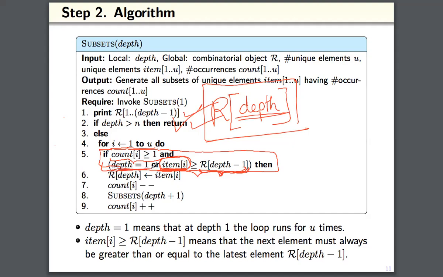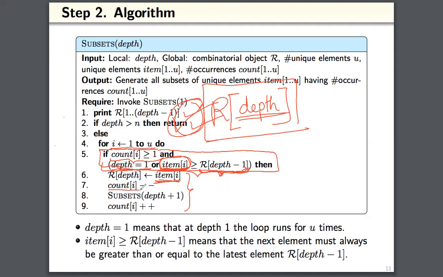If depth is equal to 1, you don't need to worry, right? Because there is no previous object here. If depth is equal to 1, you're adding something at R of 1. You don't need to worry about R of 0 because R of 0 does not exist as per our definition. So if depth is equal to 1, you can still add, or if depth is greater than 1, then you need to check if the previous value is less than or equal to the current value, that is, item is greater than or equal to the previous value. Only then you can add the current item to the R of depth, right?